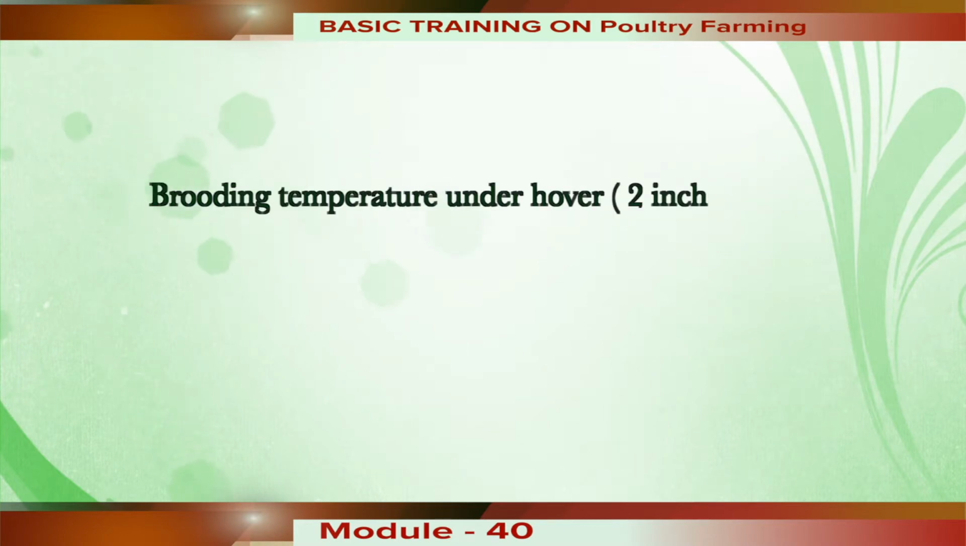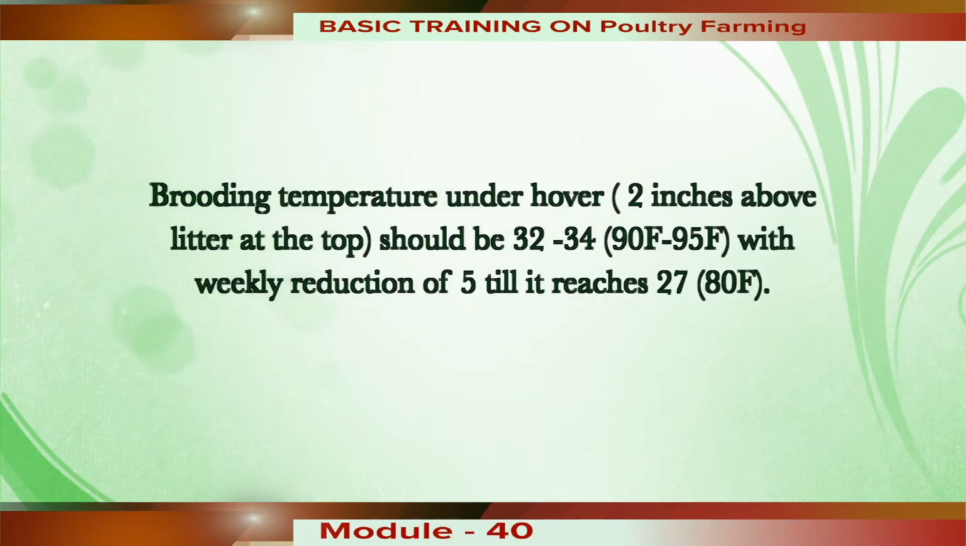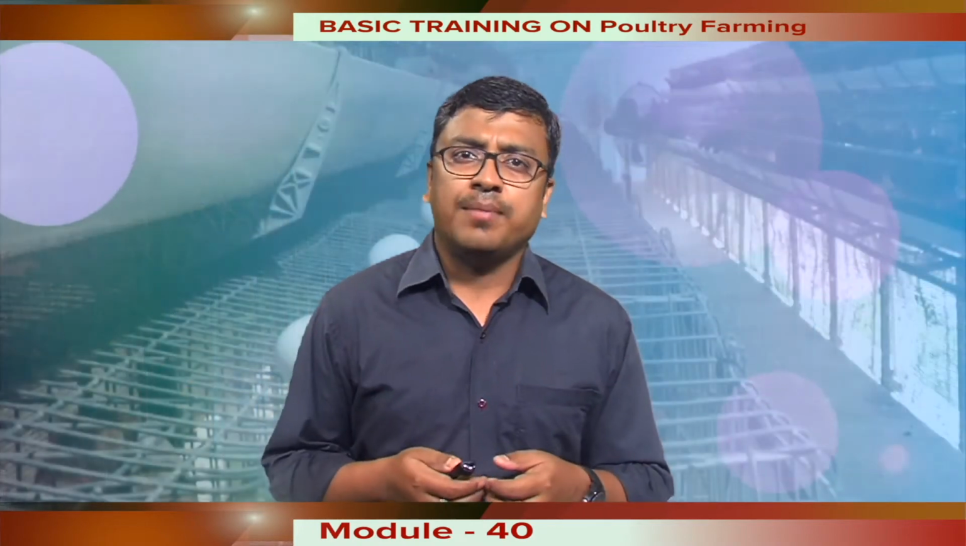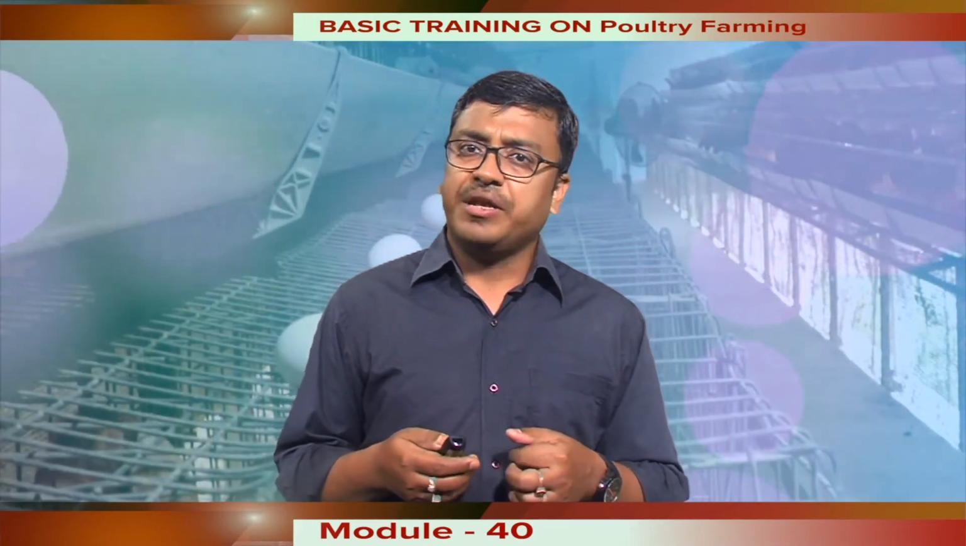Brooding temperature under the hover, 2 inches above litter at the top, should be 32 to 34 Fahrenheit with a weekly reduction of 5 till it reaches 27 Fahrenheit. This is the list of brooder temperature for chicks at different ages.